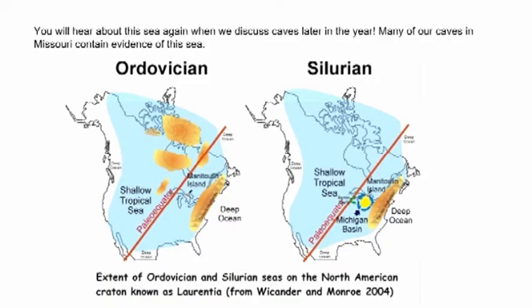So this is a close-up image of what North America would have looked like during that time. You can see we're kind of tilted on our sides because the equator is going through the middle here at an angle. So North America is tilted on its side around the equator.